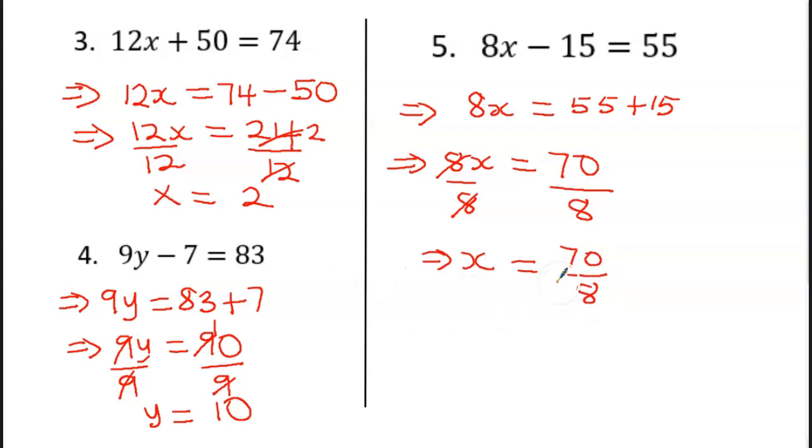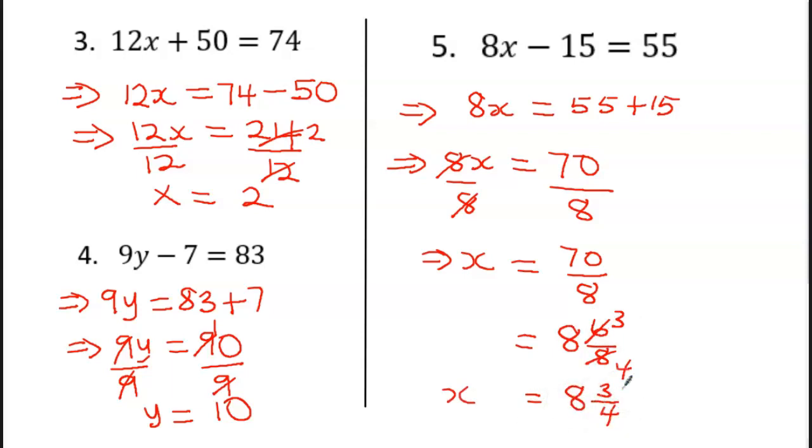Now you don't leave your answer in an improper fraction. Looking at this, 8 can go into 70 8 times. 8 times 8 is 64. So remember 6 over 8. So 2 can go into both, and you have 8 whole number and 3 over 4.